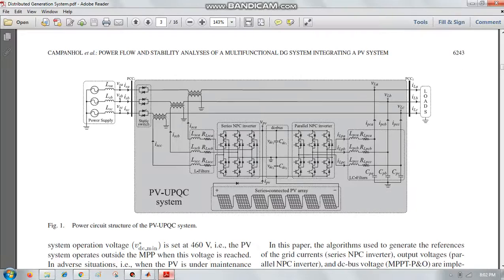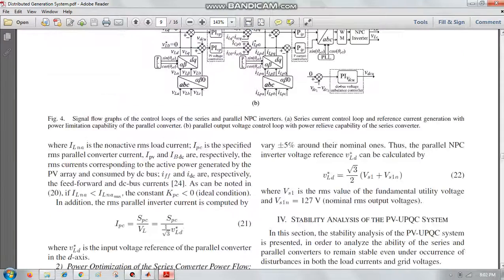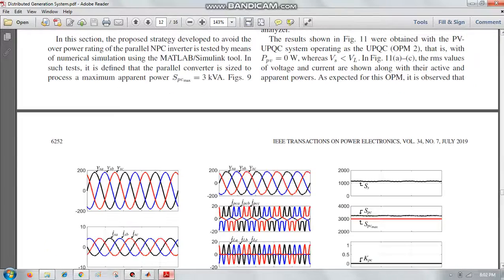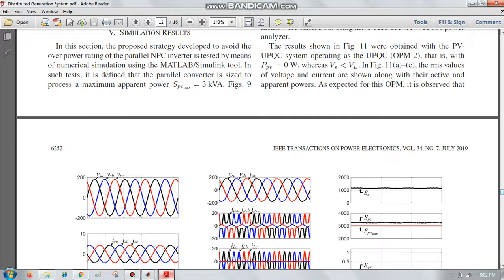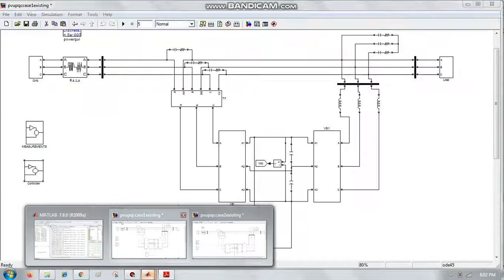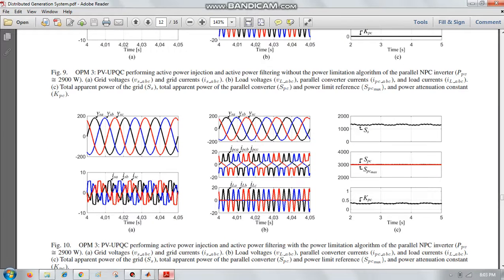Coming to results, Figure 9 and Figure 10 are the results. Figure 9, PV UPQC performing active power injection and active power filtering without the power limitation algorithm. Here we saw the controller. There is no connection between shunt and series, so this is without the power limitation algorithm applied.